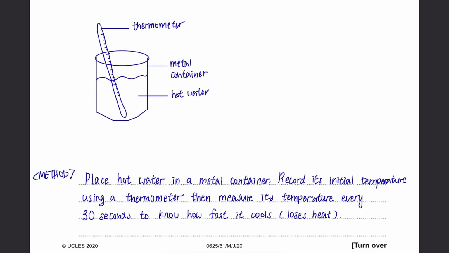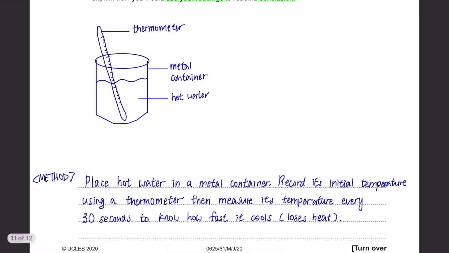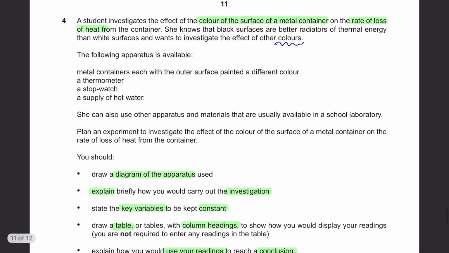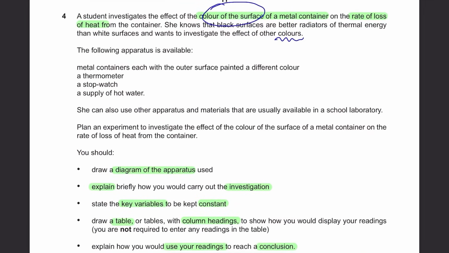Next, we need to cover the independent variable. We're finding the relationship between the color of the surface and the rate of heat loss. The independent variable is the color of the surface. So repeat the experiment with 4 different colors, maybe white, orange, blue, and black.